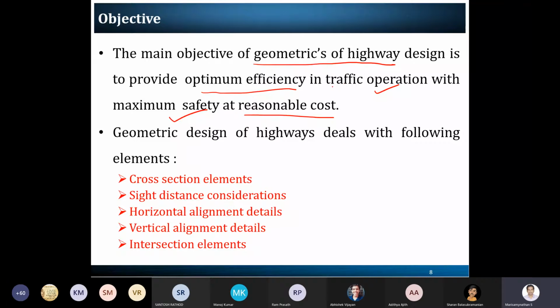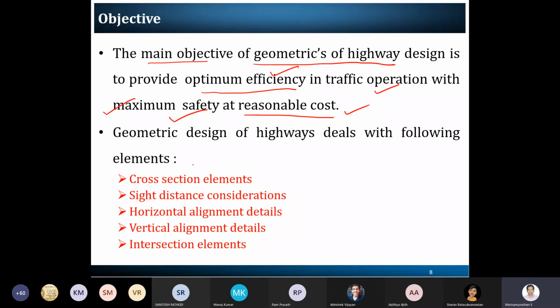For example, if you want to propose a highway with various geometric characteristics, then the traffic operation should attain the optimum efficiency level while operating that highway. It should provide maximum safety for the driver as well as the passenger. Finally, it should be economical for the construction company or the government, as well as road users, which is nothing but us, who are using that road infrastructure. They should also get an economic benefit. Trying to achieve these three major objectives is considered the main objective of geometric highway design.